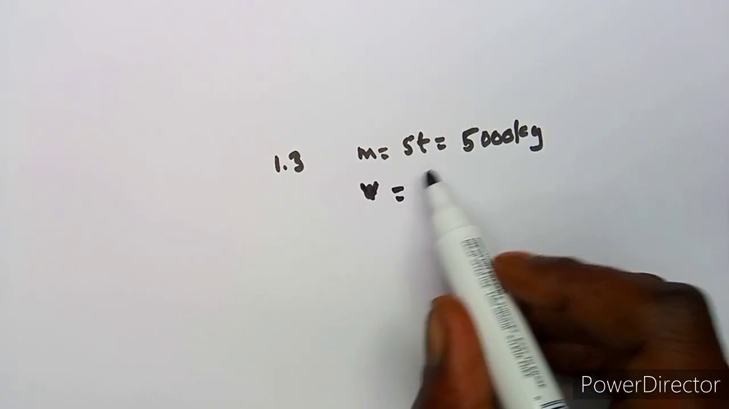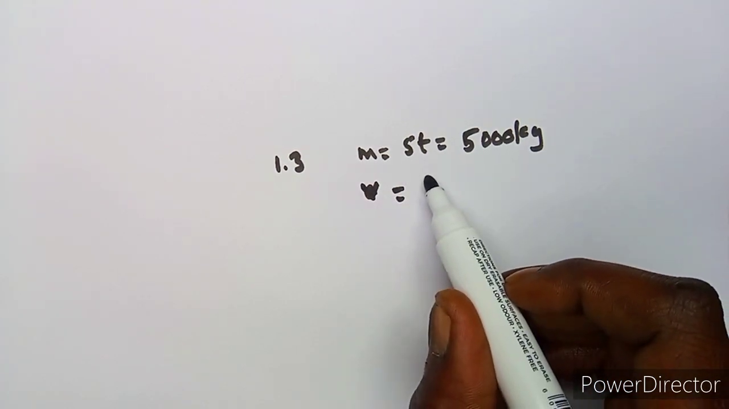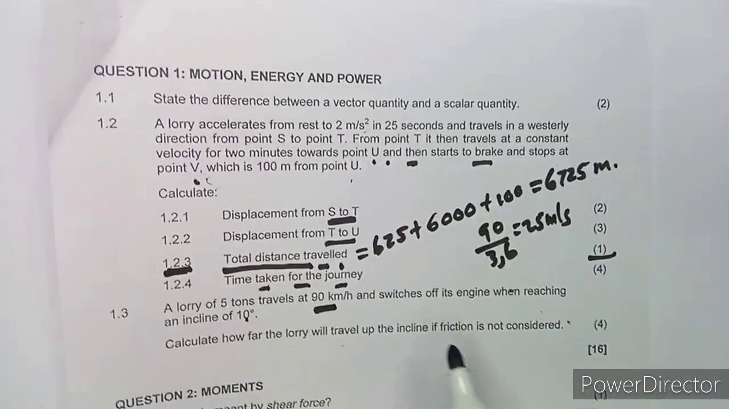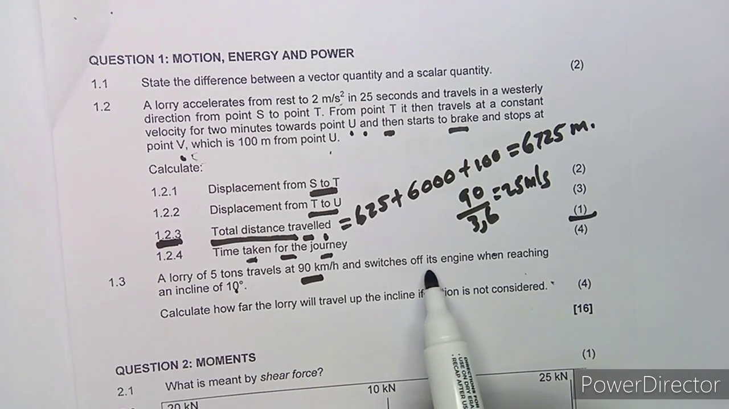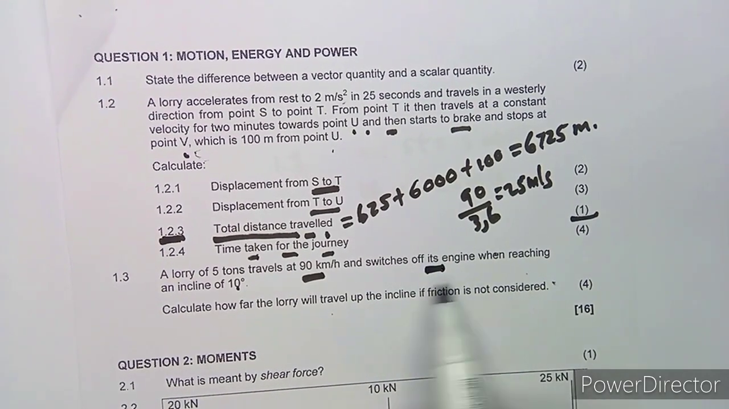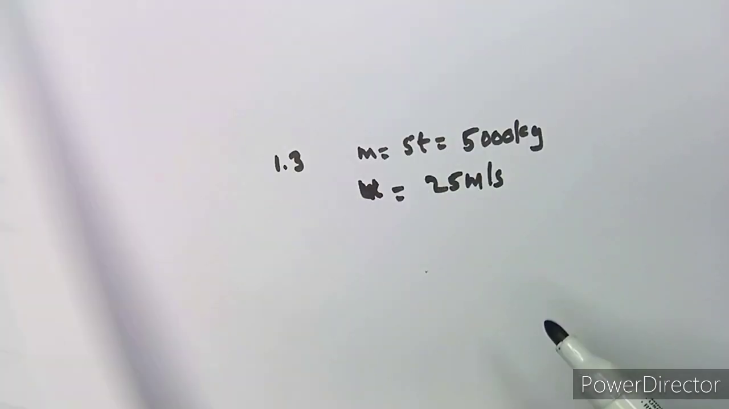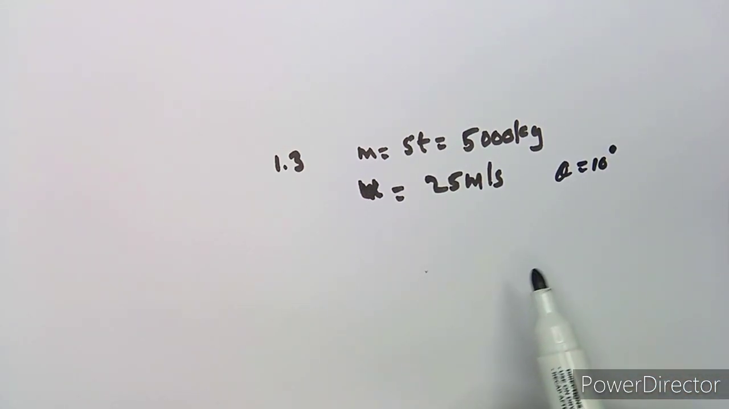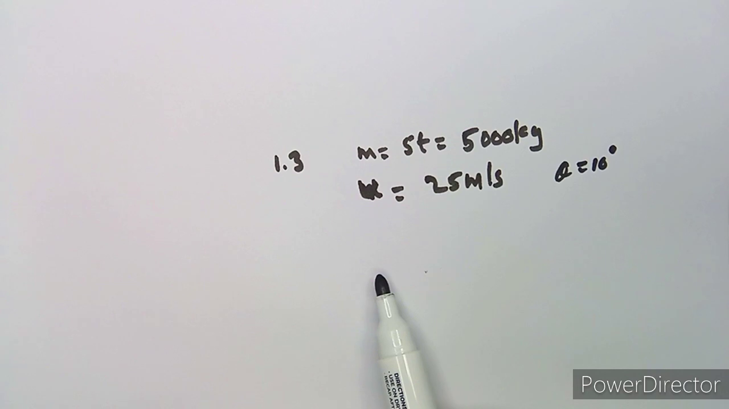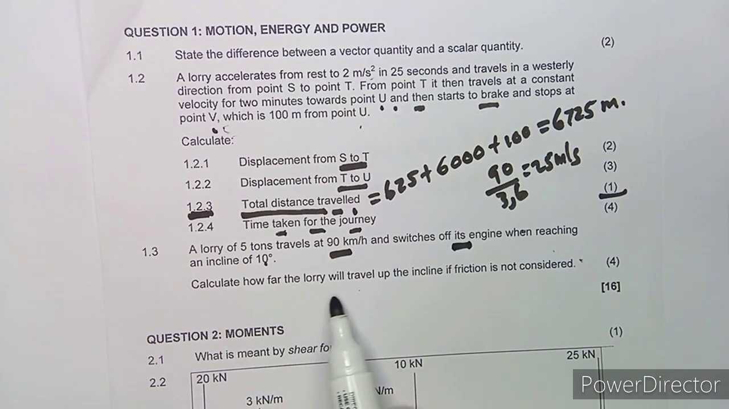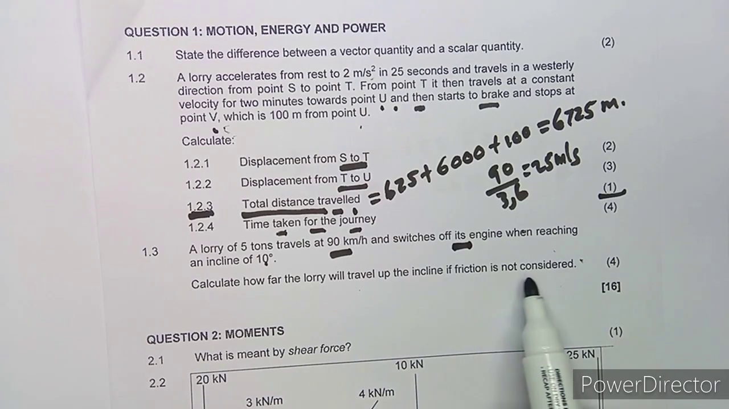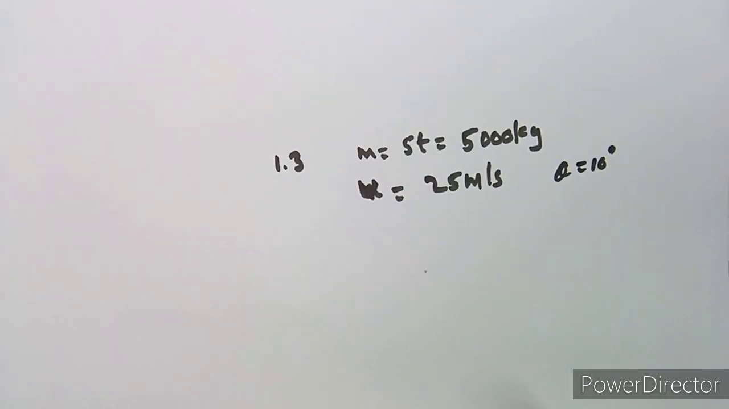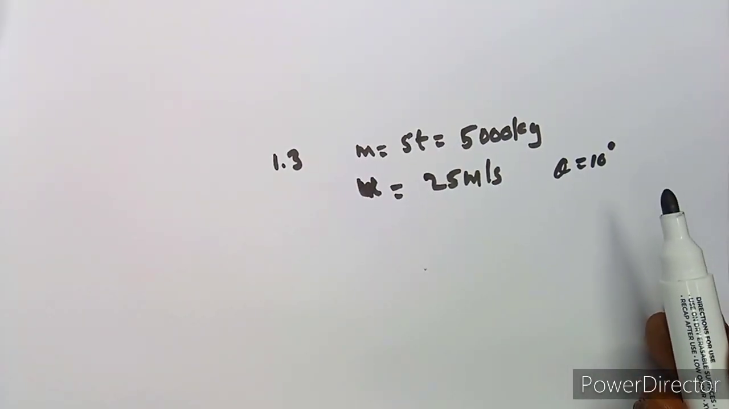All right, so you divide by 3,6, which is going to be velocity. We can just write it as U or even V. I don't know the way that you want to write it, but this is your initial velocity because it was traveling at that. It switches off its engine when reaching an incline of 10 degrees. So there's an incline that it is reaching of 10 degrees. Then now calculate how far the lorry will travel up the incline if the friction is not considered. This one is actually going up, but they are saying the friction is not considered.